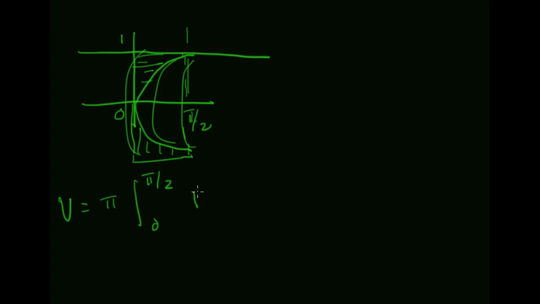Okay, so the volume of this thing is going to be pi times the integral from 0 to pi over 2. The outside radius is just 1. The inside radius is formed by the sine of x. That's going to be sine of x squared dx. And that looks like D. So there you have it. That one comes out as letter D.